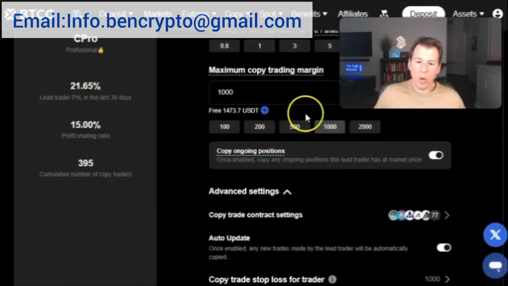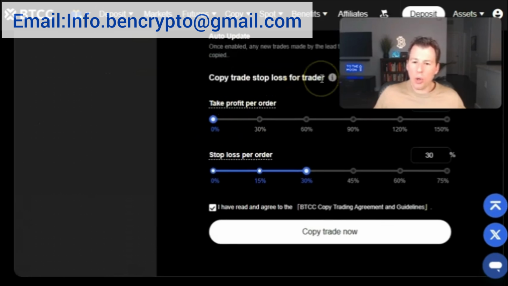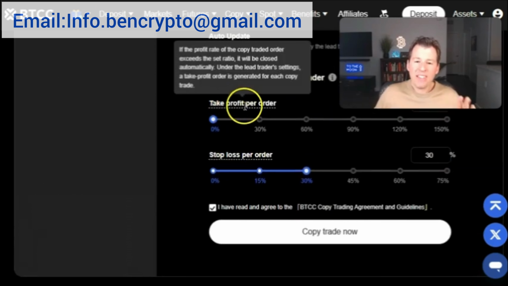Close out of that. What else do we have? Next button, copy trade stop loss per order. What this means is that if the total trades you make for a specific lead trader exceed a certain dollar amount in losses, then you want the system to automatically close you out of all your trades for that specific lead trader. So $1,000: if all my copy trades for CP Pro sum total exceed $1,000 loss, I want you to close me out of the positions for CP Pro. I'm going to keep it at 1,000. I like this.